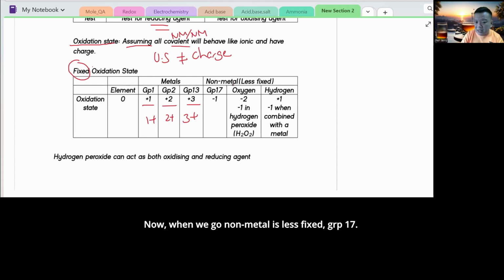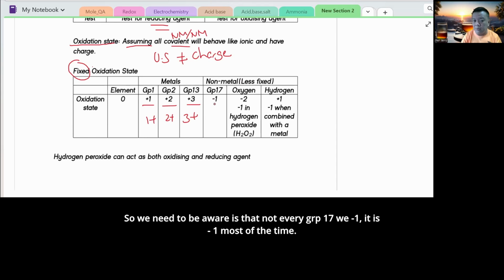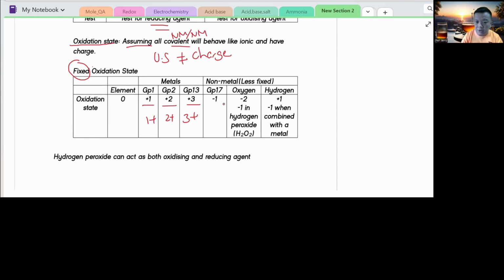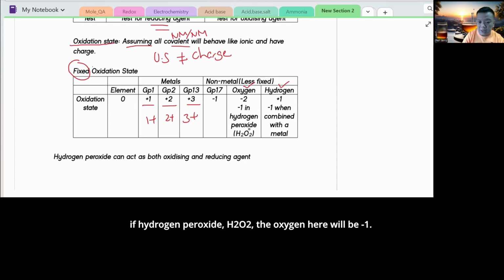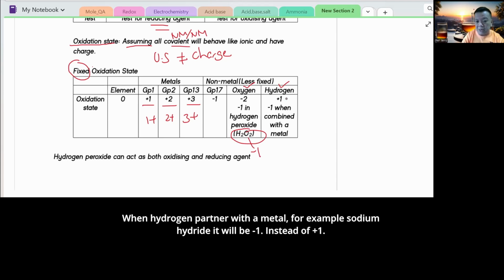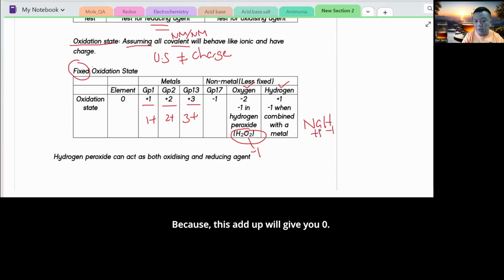Now, when you go non-metal, it's less fixed. Group 17: we need to be aware that not every time will group 17 be minus 1. It's minus 1 most of the time. Oxygen and hydrogen are more or less fixed. We also define redox based on oxygen and hydrogen. But even that, in certain scenarios, they do still change. For example, in hydrogen peroxide, H2O2, the oxygen here will be minus 1. When hydrogen partners with a metal, for example sodium hydride, it will be minus 1 instead of plus 1, because this adds up to give you 0. Metal has to be positive.